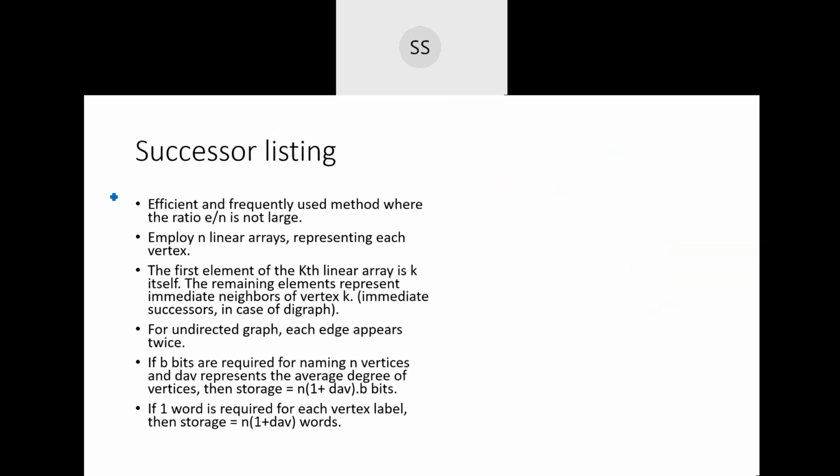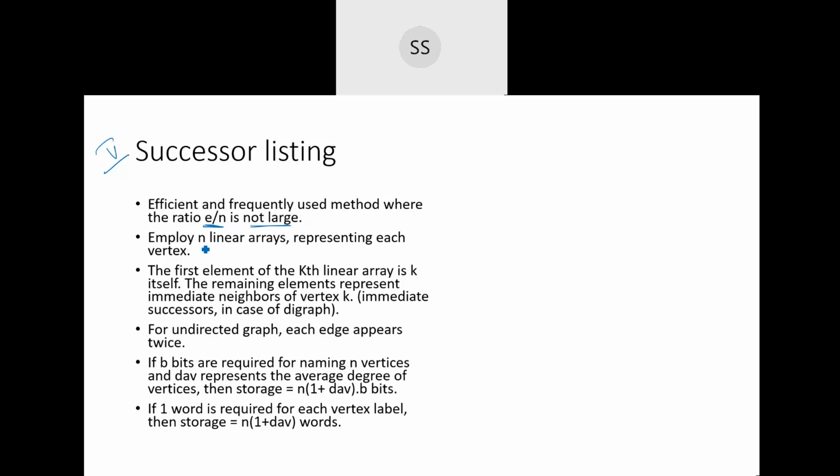Now the next type, that is the fifth type that you have, is called the successor listing. In the case of successor listing, how do we do it? Successor listing is considered to be the most efficient and frequently used method where the ratio of the number of edges to the number of vertices is not that large. Please remember that.